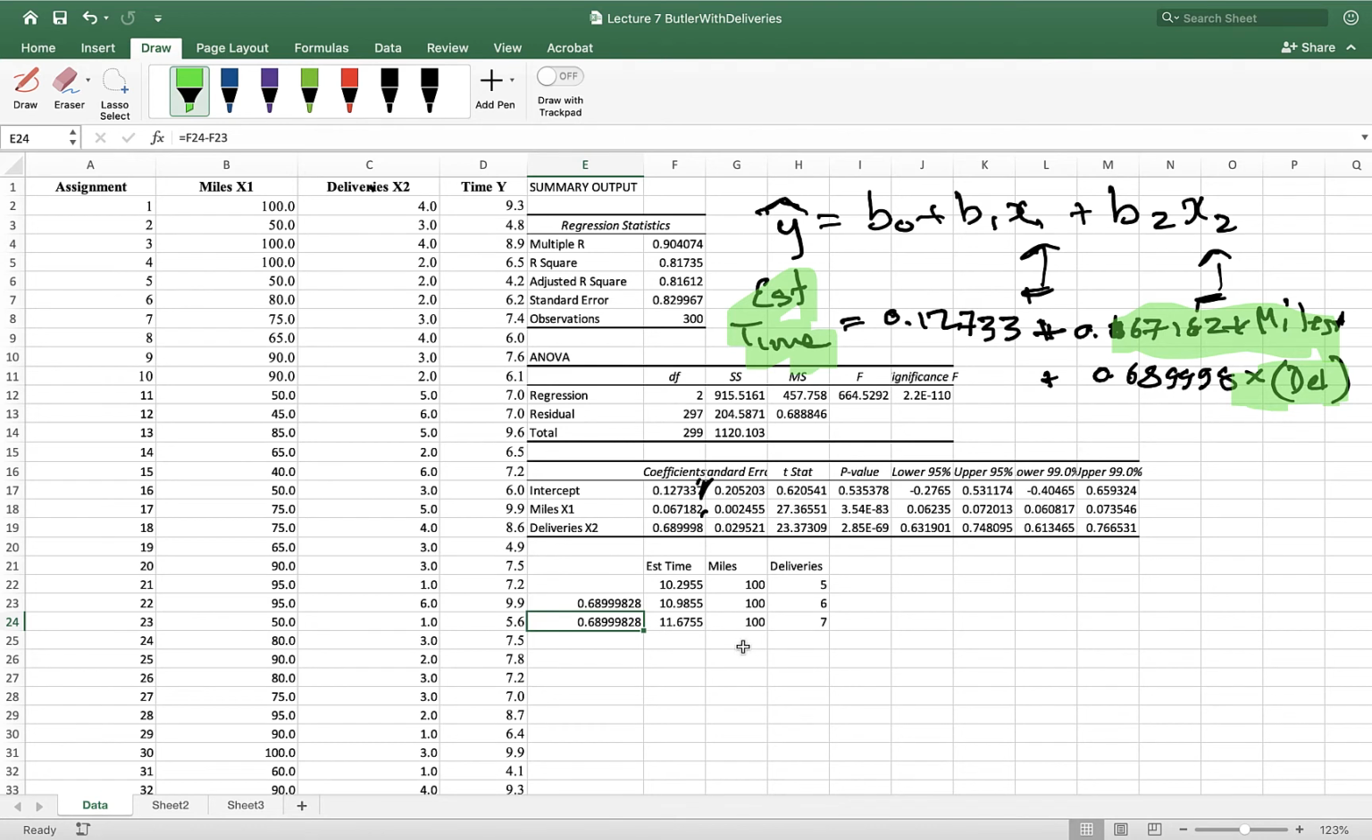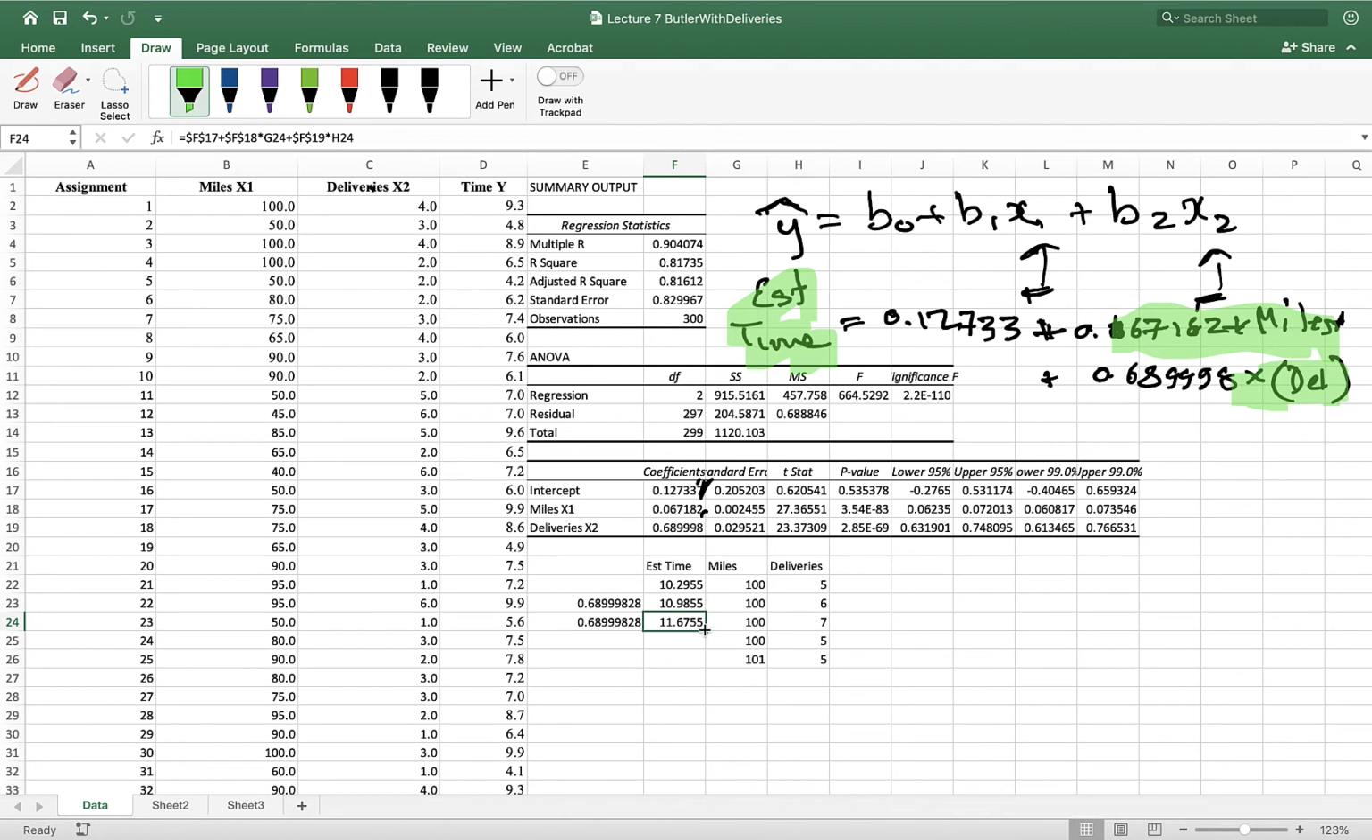How about this? Let's consider this. Supposing you are going to drive 100 miles and you're going to make 5 deliveries, and someone else is going to drive 101 miles and also make 5 deliveries. So the difference here is that I'm holding the deliveries constant, but I'm increasing the miles. So these two people are going to make exactly the same amount of deliveries, but the only thing that differs between them is the actual miles driven. So how long does it take to drive that additional mile, given that you're making the same amount of deliveries?